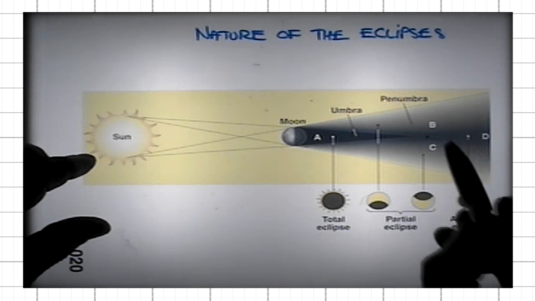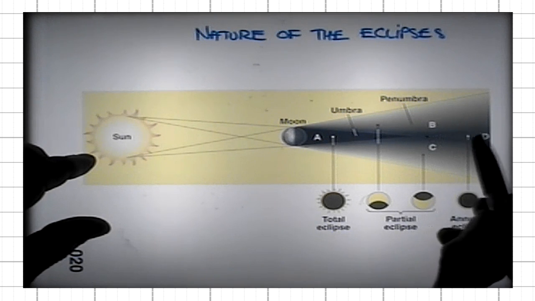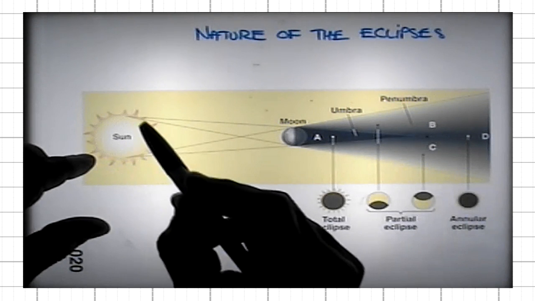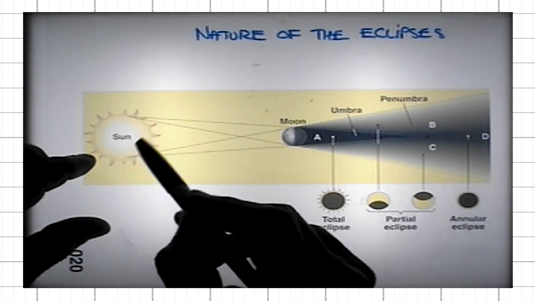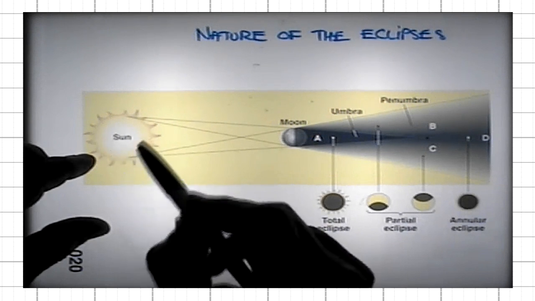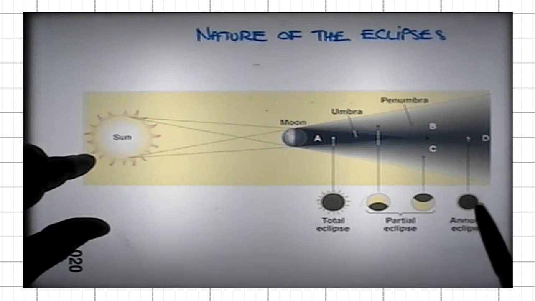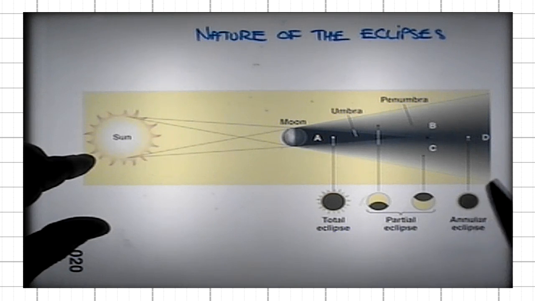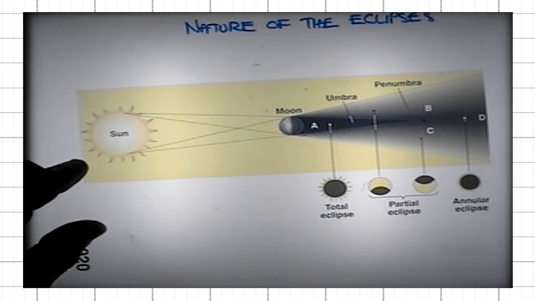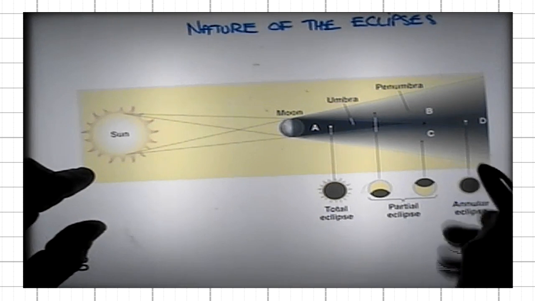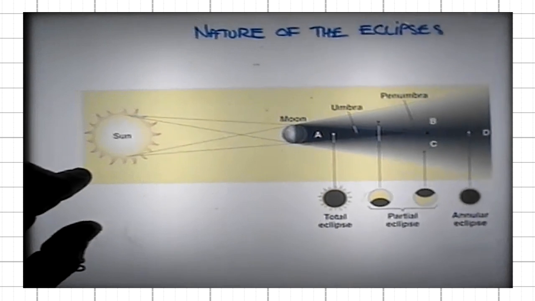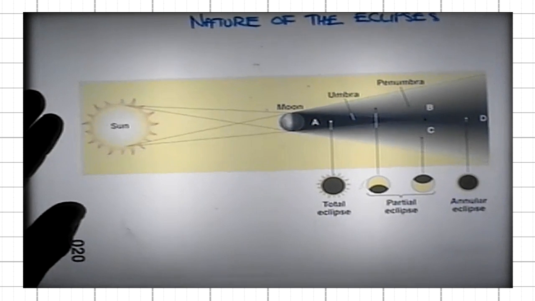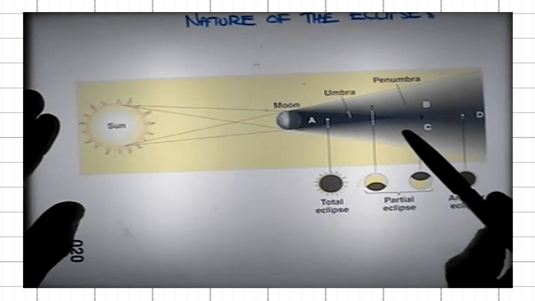Okay? And now, if I'm far enough, if I'm located, say, here at D, I can see the outer rim of the sun. I cannot see the middle part. And such an eclipse, this is what one sees from point D, and that kind of eclipse is called annular eclipse, because you see the outer ring of the sun.